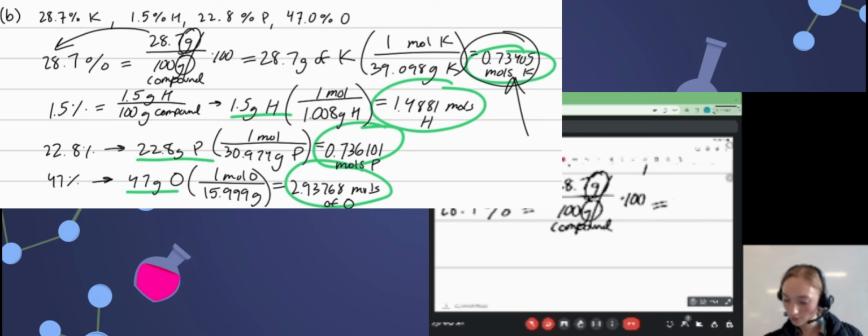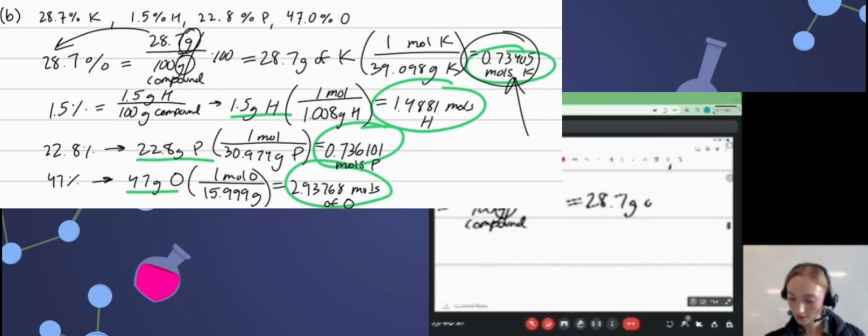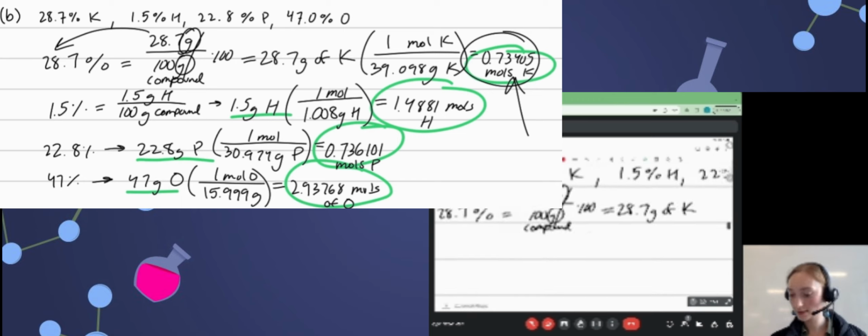So in the end we're working with 28.7 grams of potassium. And so we're going to do the same thing for the other species in this.